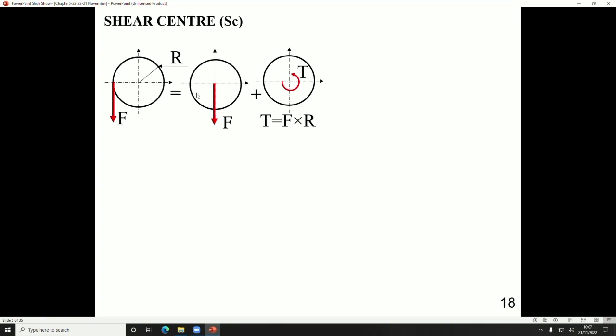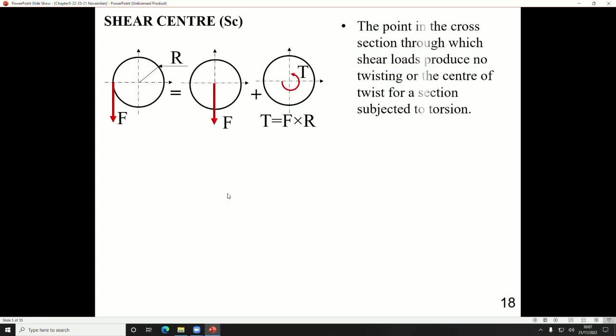So by definition, the center of the circle is called the shear center of the circle. It's a point on the cross-section where, when we apply a shear force through it, there is no twisting effect. So for a circular section, the center of the circle is called the shear center. I repeat, if you apply a shear force through the center of a circle, through a tube which has a circular section, the effect is only bending, no twisting effect.